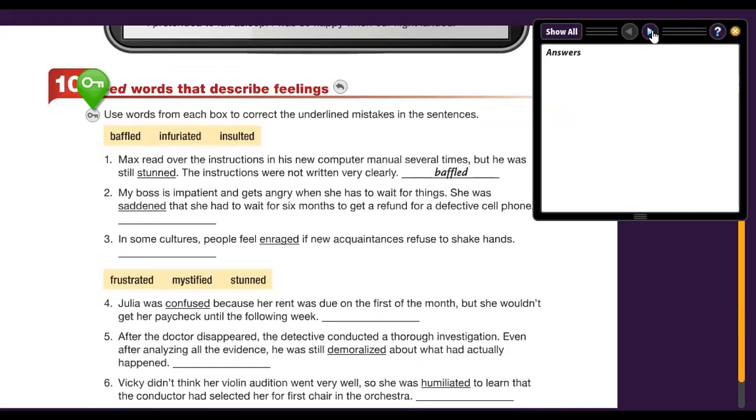If you were so gentle. Max read over the instructions in his new computer manual several times, but he was still stunned. The instructions were not written very clearly. Baffled.